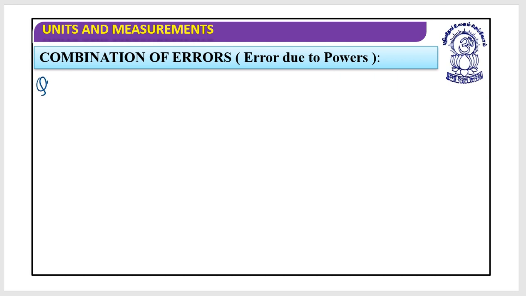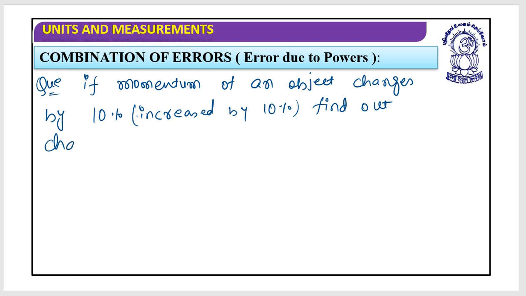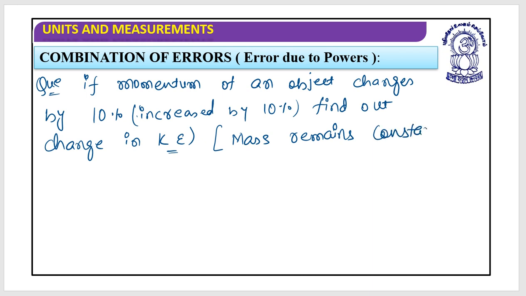Let's look. If they have given that the momentum of an object changes by 10 percentage, and by changing, it is increased by 10 percentage, then find out the change in kinetic energy, while they have given that mass remains constant. So think what you will do with this question.